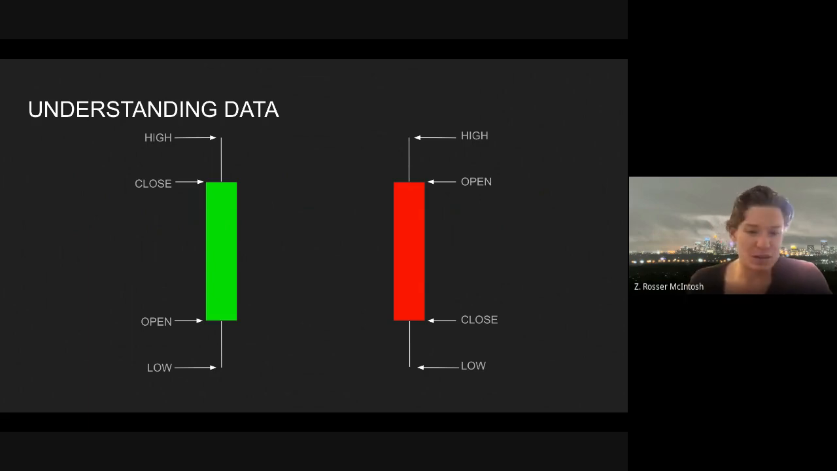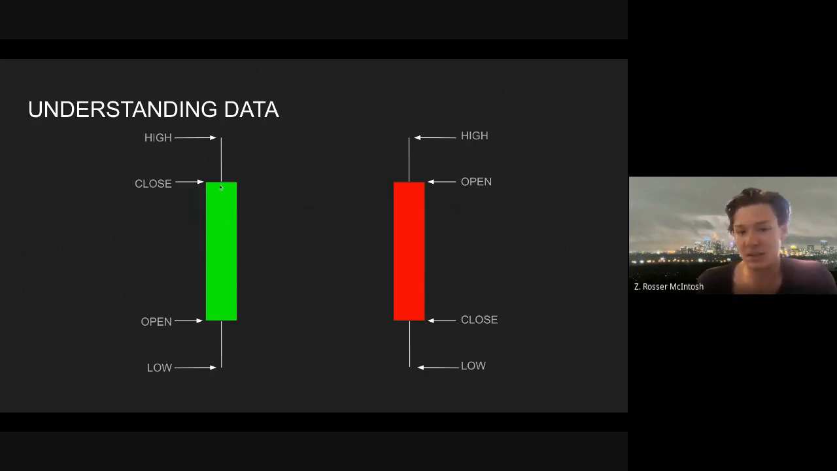In the case of a green candle, what that indicates is that the bottom of the body is the open. The wicks on each end represent the low and the high during that period, and the top of the body represents the close of that period. So this could represent 5 seconds or 30 seconds or a minute or 15 minutes or an hour or a day or a week or anything in between.